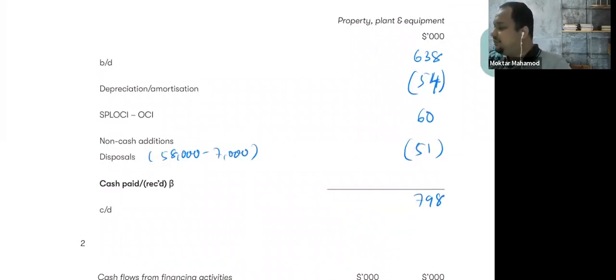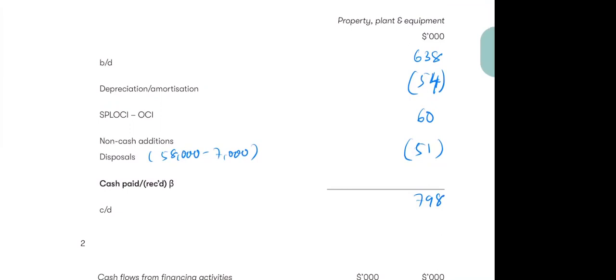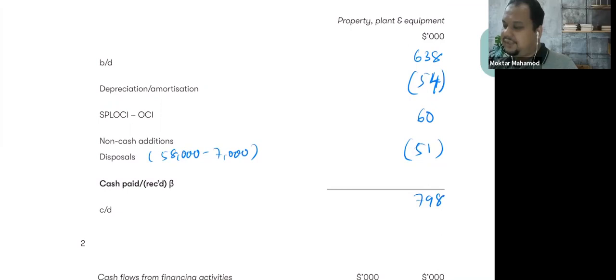So bila you settle this one, you dapat berapa? Anyone? 205. 205. Agree? Anyone ada argument? 205 positive. Okay.